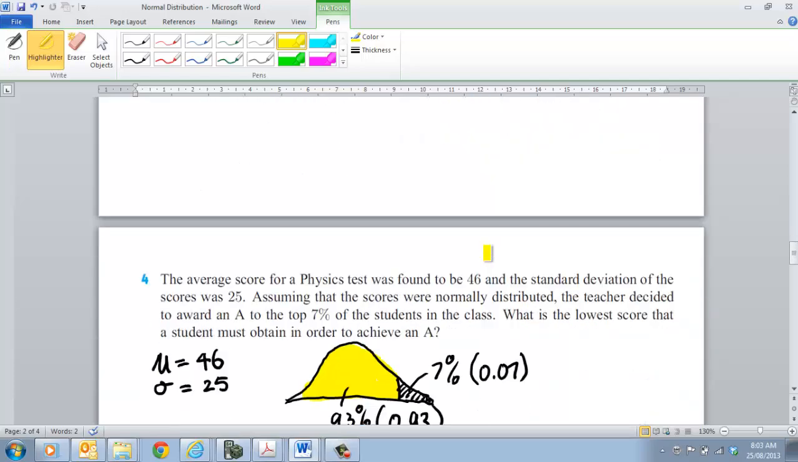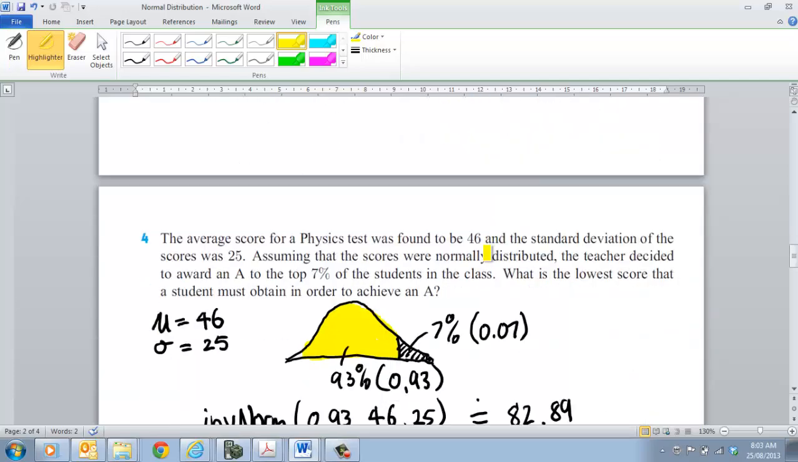All right. Coming down to this one here, this is a slightly different question, right? So if we just read it, the average score in a physics test was found to be 46, with a standard deviation of 25. Assuming that the scores are normally distributed, the teacher decides to award an A to the top 7% of the students in the class. What is the lowest score for a student to obtain an A grade?